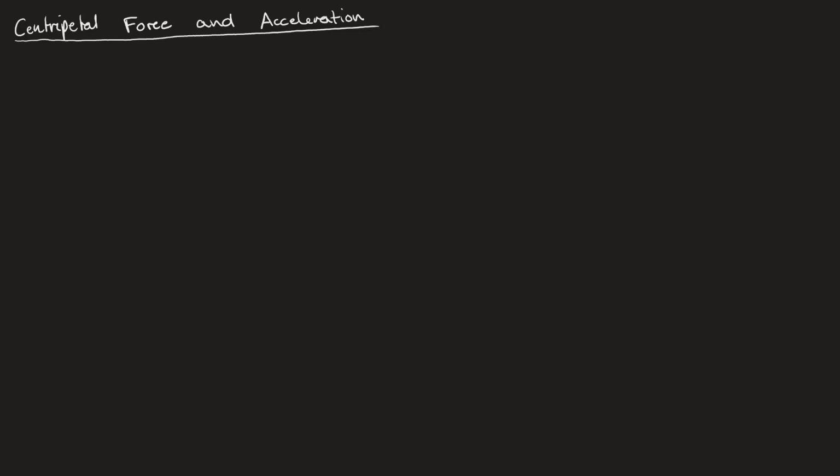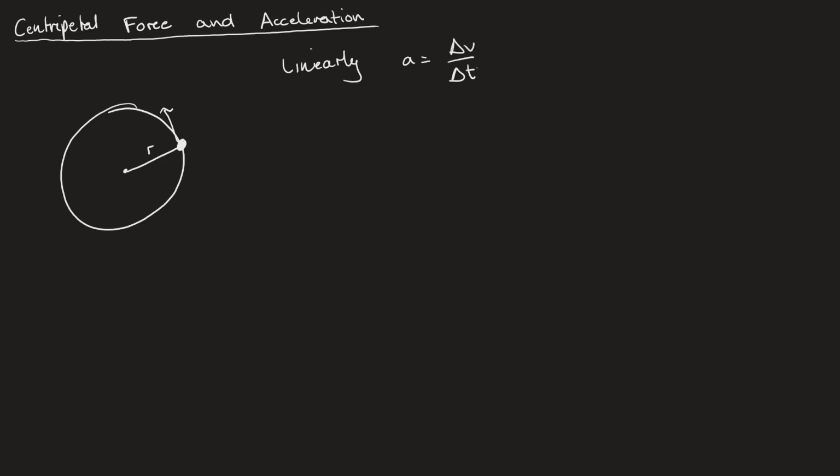Now, what we know from what we said briefly in the first video is, if we draw a circle, it will have some radius. Let's just assume for the case of this that I have a ball that's just got a string attached to it, and there's a person at the middle that's just going to swing this in a circle. Now we know that linearly, acceleration is the change in velocity divided by the change in time.